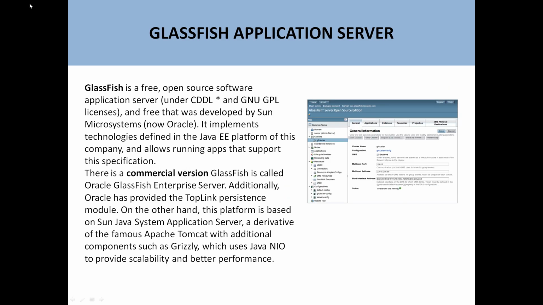Glassfish application server is free open source software under the CDDL and GNU GPL licenses, developed by Sun Microsystems, now called Oracle. There is a commercial version of Glassfish called Oracle Glassfish Enterprise Server. Additionally, Oracle has provided the TopLink persistence module. On the other hand, this platform is based on Sun Java Application Server.